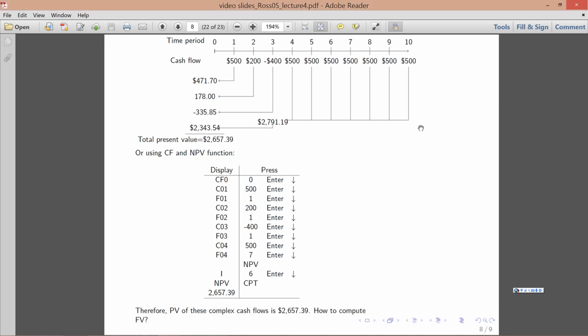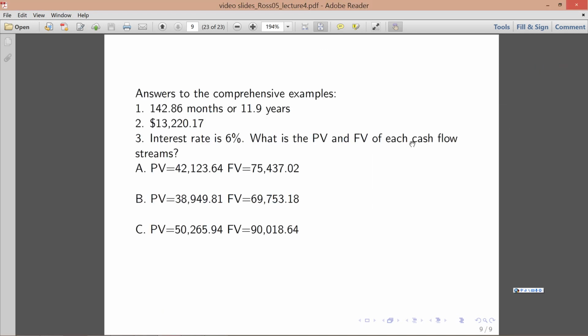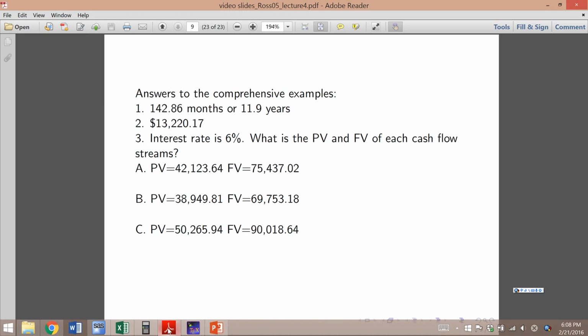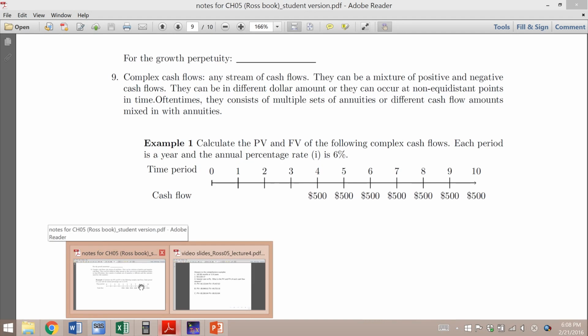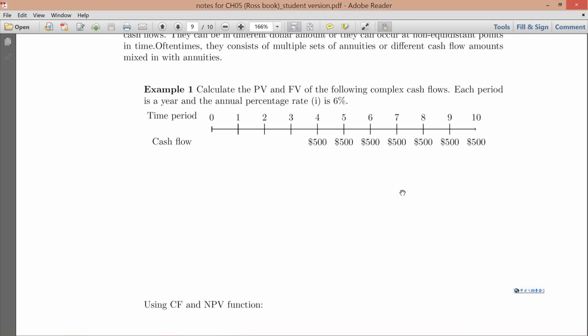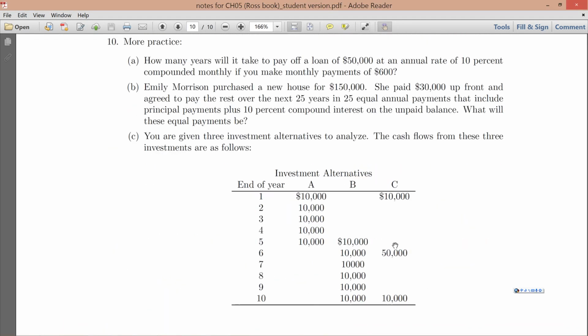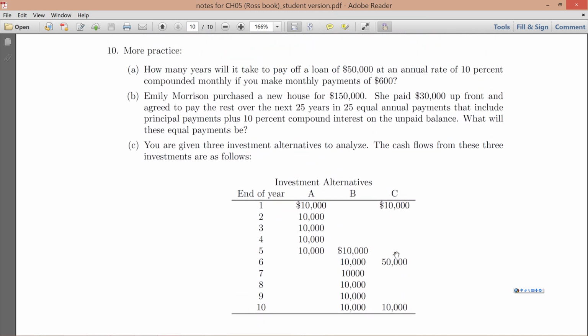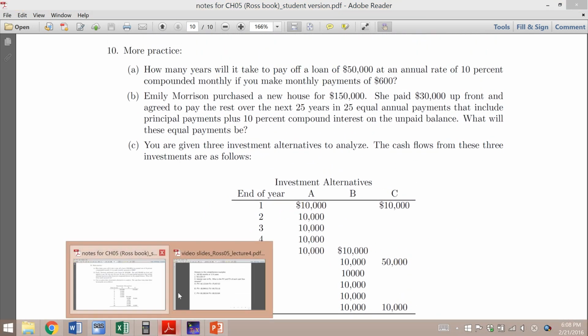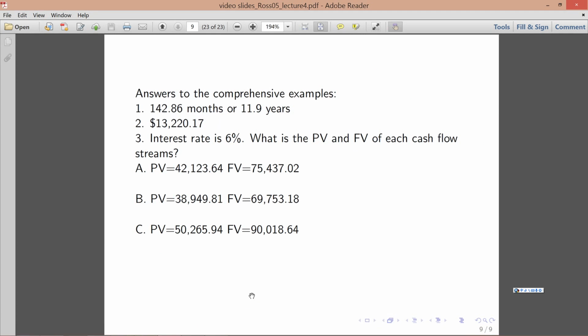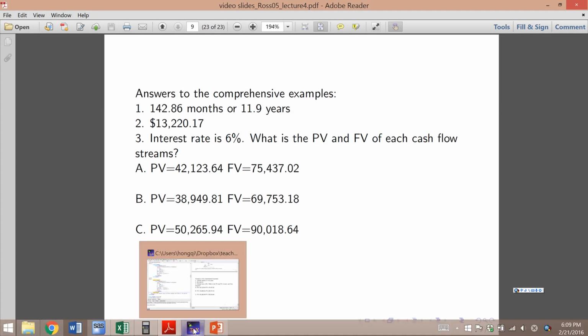All right, now lastly, I want to show you some answers, so how to solve the comprehensive examples that you can find towards the very end of the student version notes. Okay, so here are the questions, and I have all the answers for you here. Okay? Now I'm just gonna go over each one.